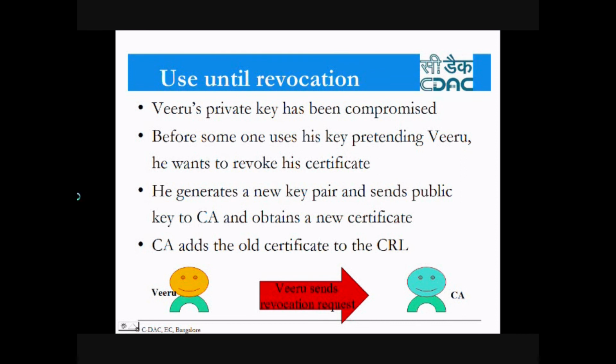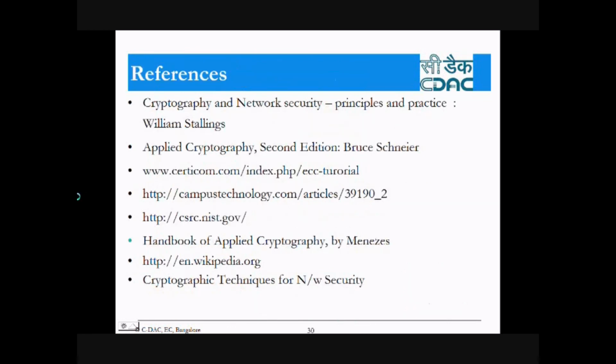So suppose Viru's private key has been compromised, he generates a new key pair and immediately sends the public key to the certifying authority and obtains a new certificate. So immediately the certifying authority has to keep his old certificate in the certificate revocation list. So this is the process which is used by the certifying authority when someone requests a revocation.